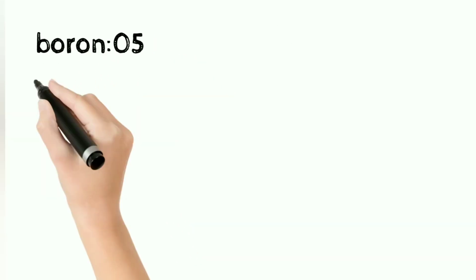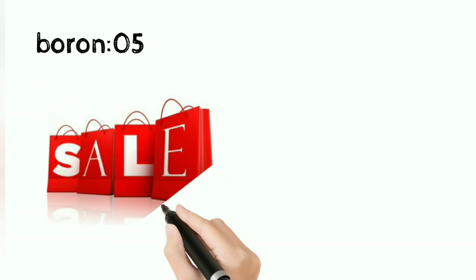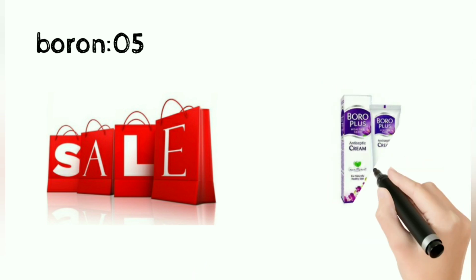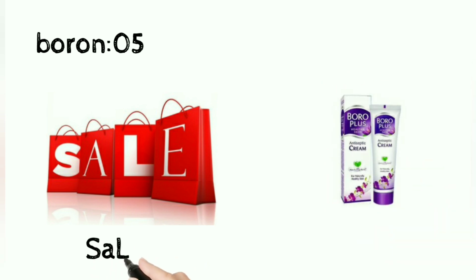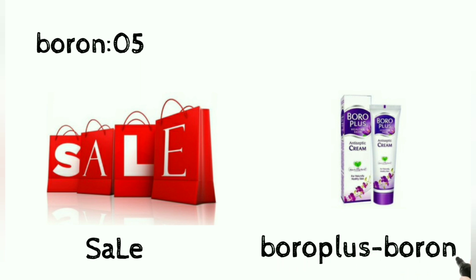The fifth element is boron. Here, atomic number 05. The peg word is sail. S for 0, L for 5. Now, in a supermarket, the Boro Plus cream is the product which is sold at the most huge price. Now, as soon as you remember the word sale and the Boro Plus cream, the element boron comes up to your mind easily.